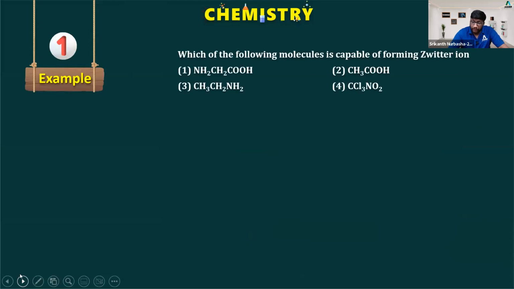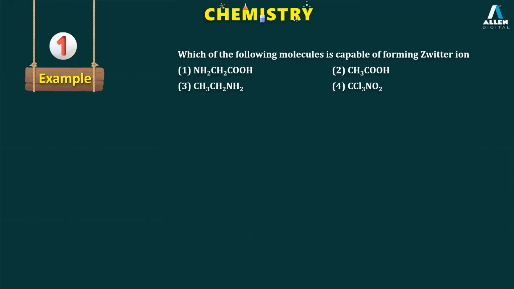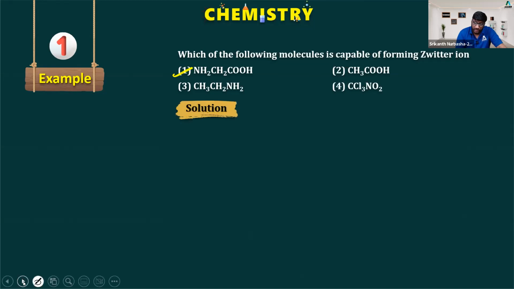Try to answer this. Which of the following molecules is capable of forming a zwitterion? A zwitterion means an acidic and a basic group should be present in the molecule. So option one is going to be the right option: amino acid.